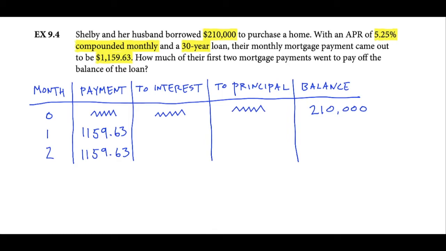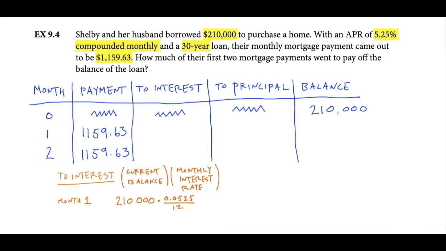The first thing we'll do is to determine how much of their payment goes to interest. In any given month, the amount of a payment that goes directly to interest is calculated by taking the current balance, the balance from the previous month, and multiplying by the monthly interest rate. In month 1, when Shelby and her husband send in $1,159.63, the first thing the bank is going to do is take their current balance, which is the full loan amount, $210,000, and multiply by their monthly interest rate.